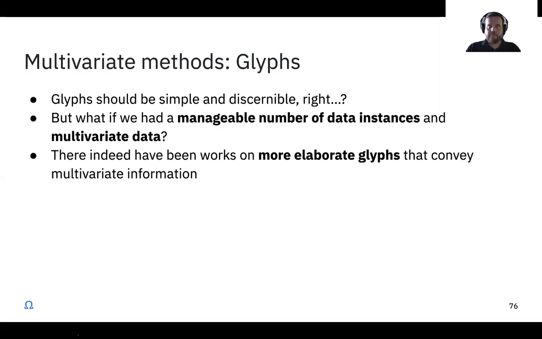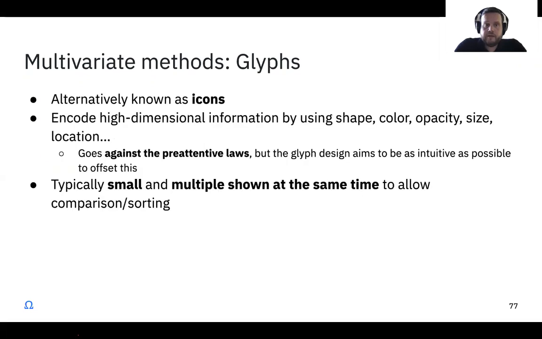So that we could maybe encode more detailed glyphs somehow. And there indeed have been works on more elaborate glyphs that convey multivariate information. And these glyphs are alternatively known as icons, and they encode high dimensionality by using shape, color, opacity, size, location, basically everything that goes against the pre-attentive laws, as we have said.